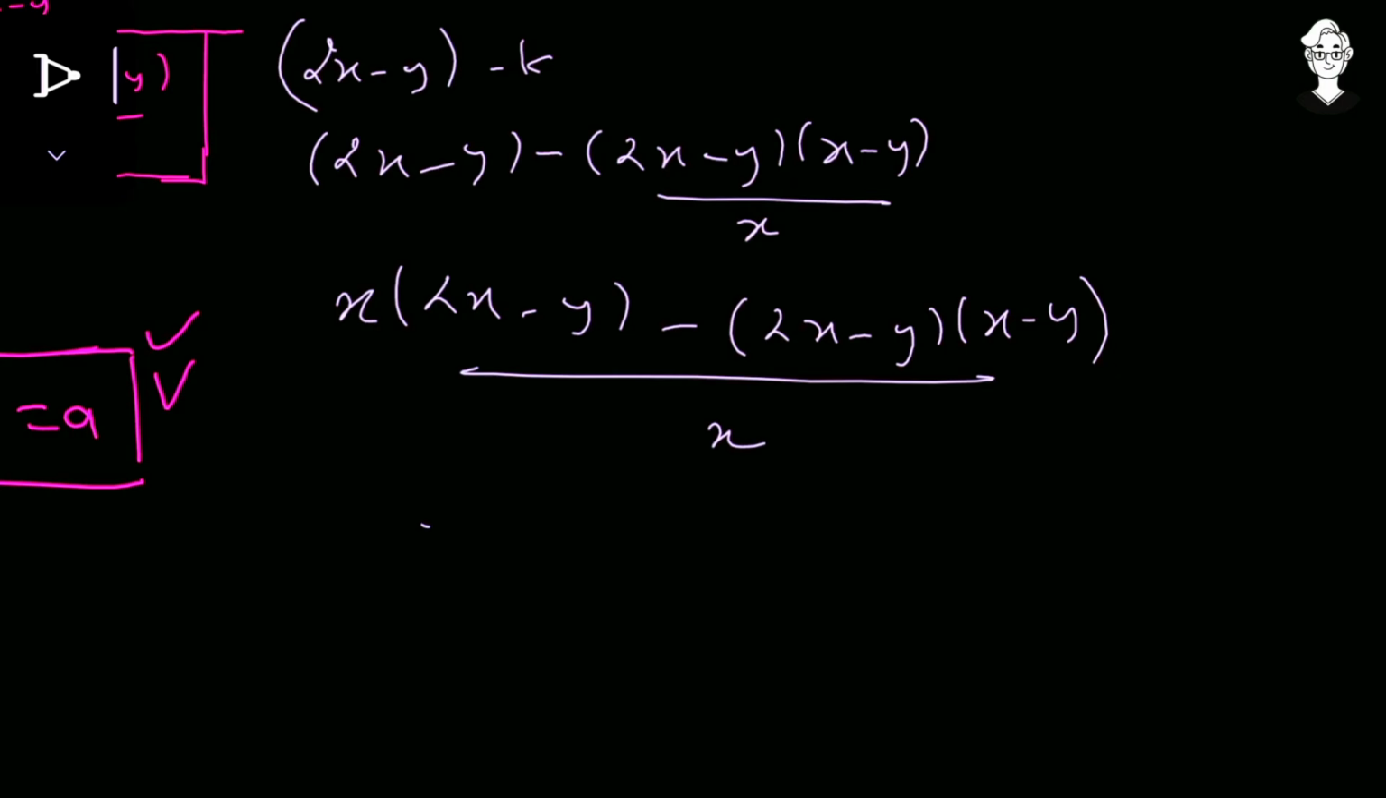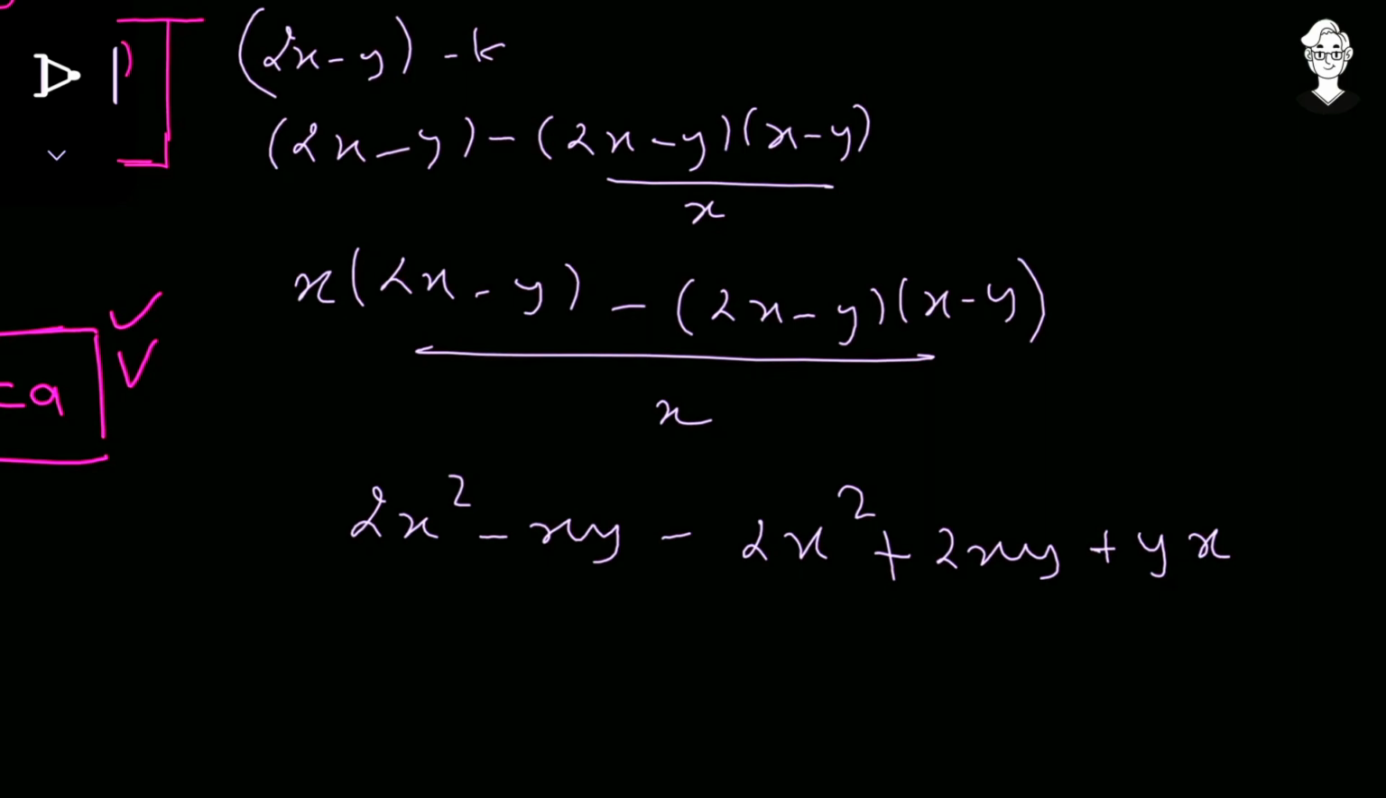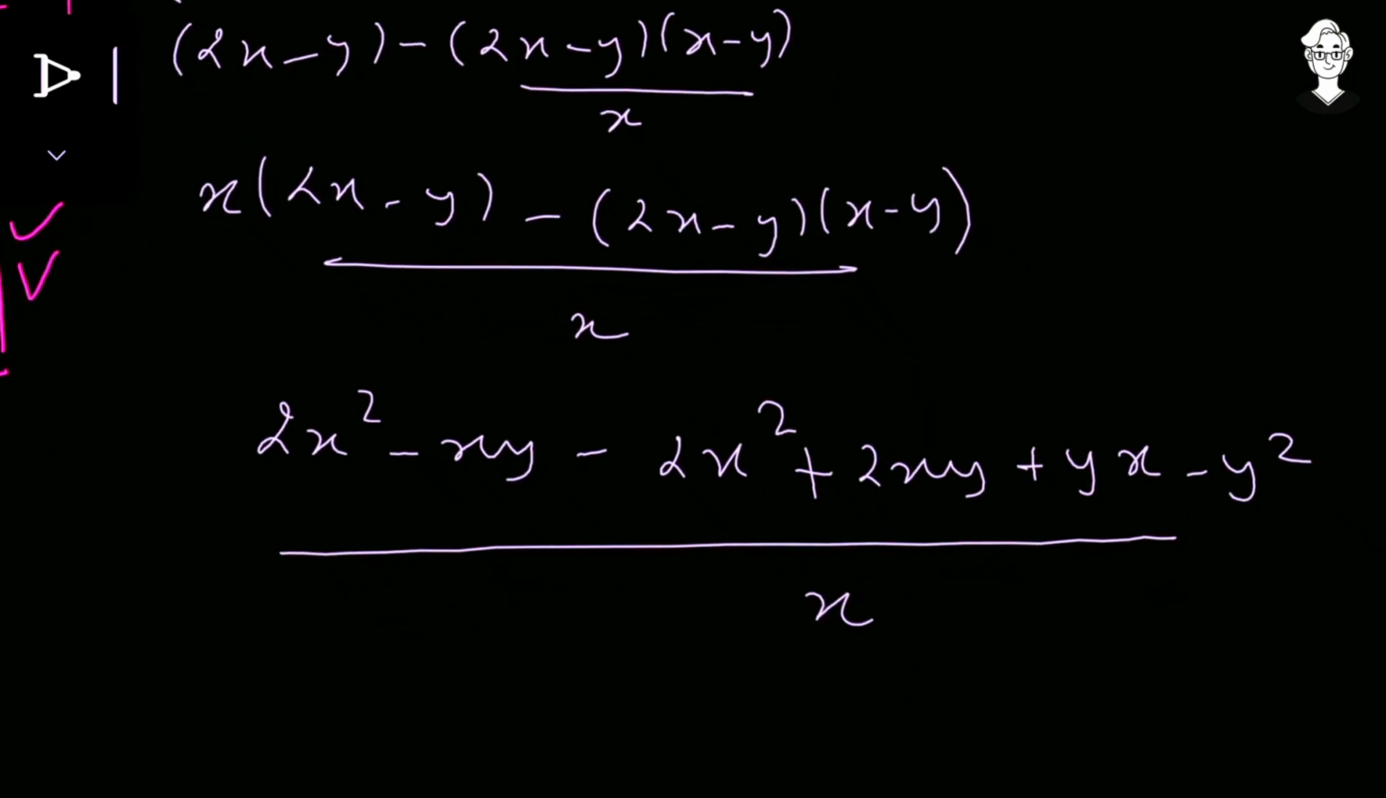So opening the brackets, 2 times x square minus xy minus 2 times x square, minus minus positive 2 times xy, negative negative positive yx, negative positive and negative y square, upon x. So from what I can observe, 2x square gets cancelled out, minus xy and positive xy get cancelled out.